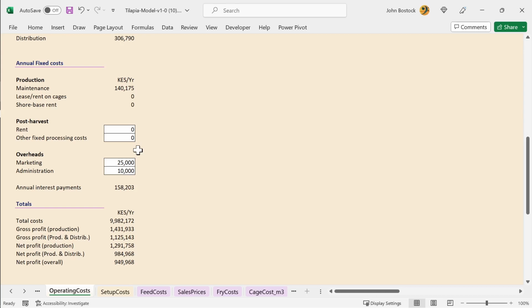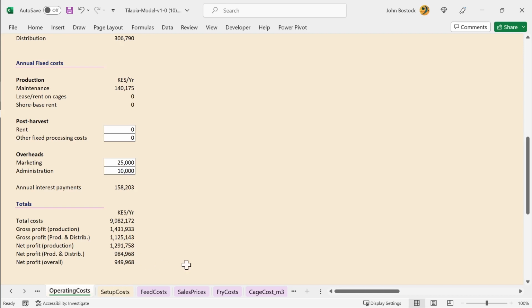Finally, in this section, you can add annual overhead costs, which are simply divided between marketing and administration. You will need to enter relevant values here for your farm for the full financial analysis on the 5- comparison sheet to be accurate. The next section simply summarises the totals as they may be presented in a typical profit and loss account.